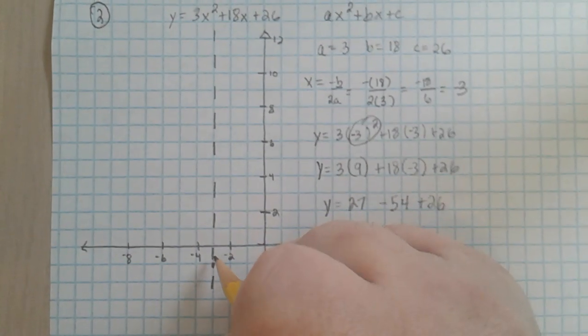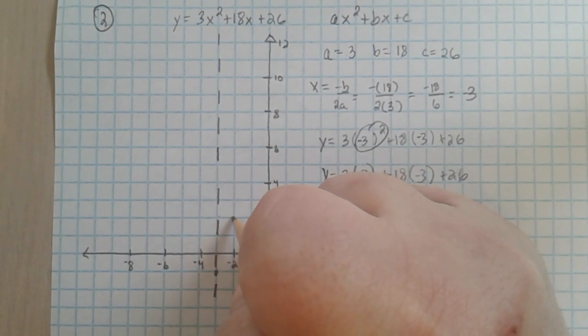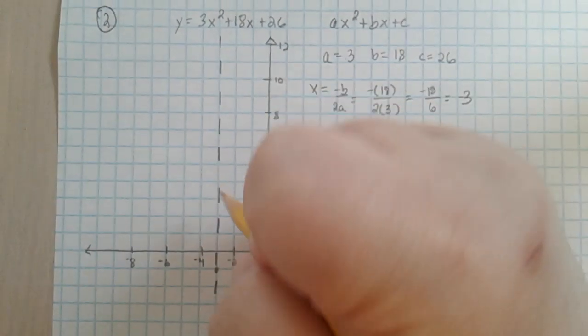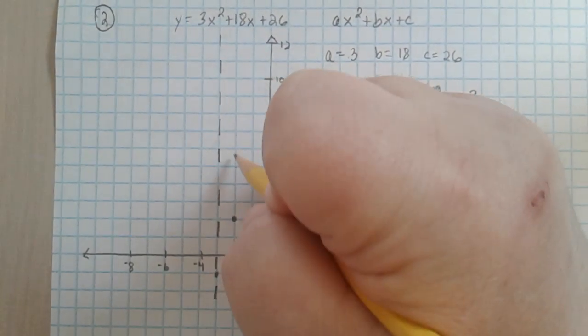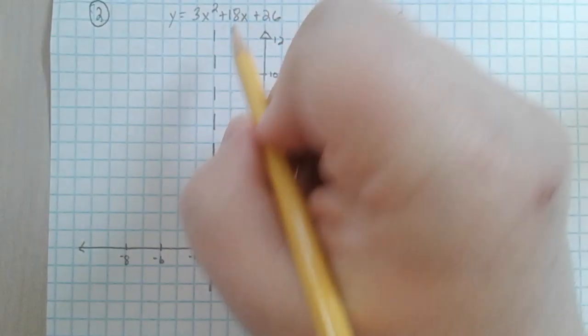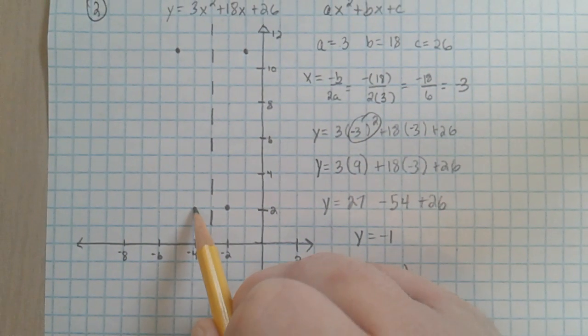So I'm going to come over to my vertex. I'm going to go up the first vertical change, which was 3. 1, 2, 3, to the right 1. Okay, now I'm going to go up 9 from the second point. 1, 2, 3, 4, 5, 6, 7, 8, 9 over 1. Using the idea of symmetry, 1, 2, 1, 2, I'm going to reflect 1, 1.